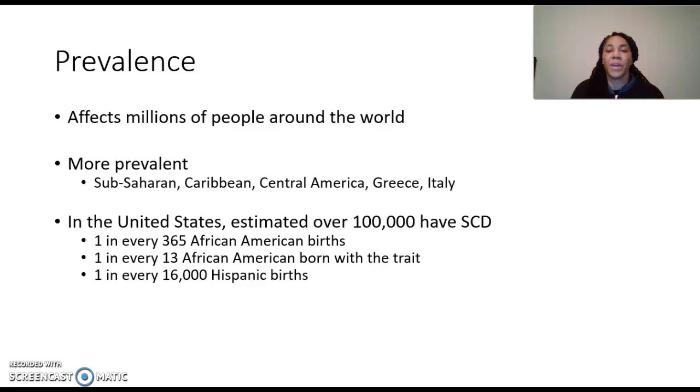So just to give a little bit more information, the prevalence of sickle cell: it affects millions of people around the world, but it's more prevalent in people with sub-Saharan ancestry, people from the Caribbean, Central America, Greece, and Italy. In the United States alone, there are over 100,000 people with sickle cell disease, and it mostly affects the African American community. 1 in every 365 African American births results in sickle cell disease. 1 in every 13 African American births results in the trait. And 1 in every 16,000 Hispanic births results in sickle cell disease as well.